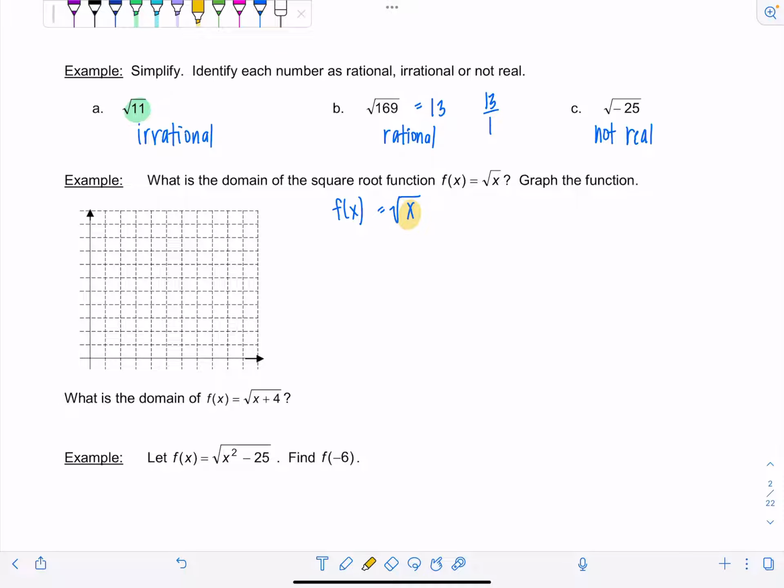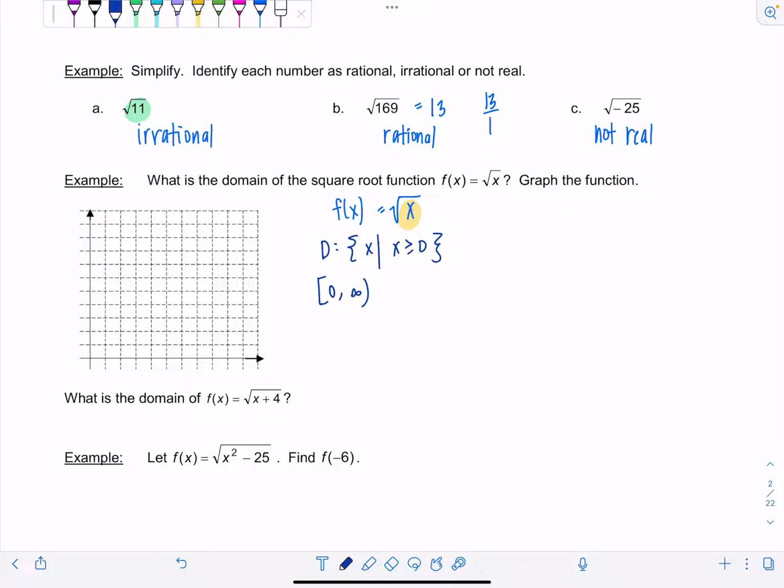And also, let's think about, besides negative numbers, 0. Is 0 okay? The square root of 0, it's just 0. 0 times 0 is 0, so we're good to go. So the domain is all x's such that x is greater than or equal to 0 for square root of x. If you want to write that in interval notation, you'd put a bracket, 0 to infinity.